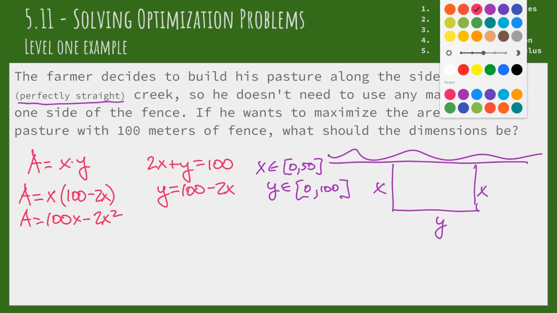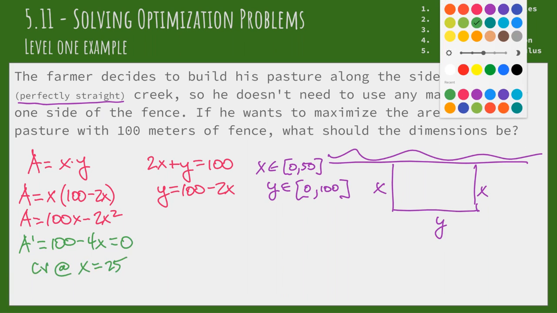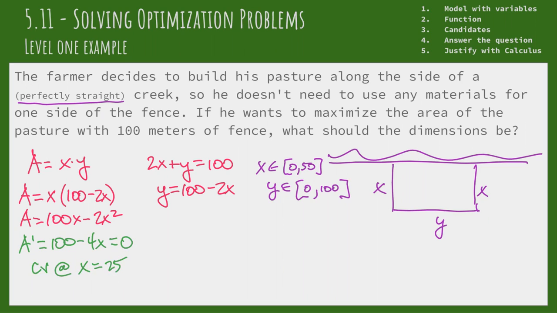Okay, now I want to identify candidates, so I'm going to take the derivative. So we get 100 minus 4x. I want to know when that's equal to 0. And so we get a critical value at x equals 25. So we actually have the same critical value as we did on the last one. I'm going to use the candidates test again. If we can use the candidates test, that generally is a little bit easier with our work. And since we're on a closed interval, we can do that.